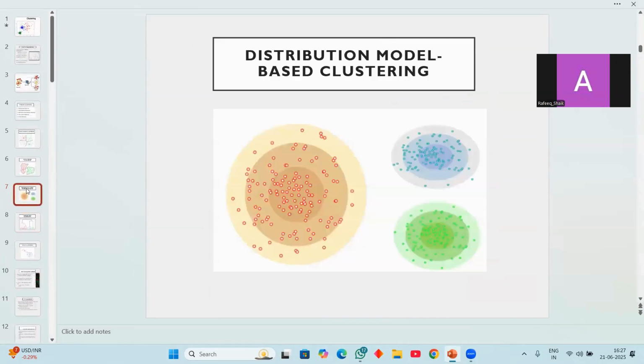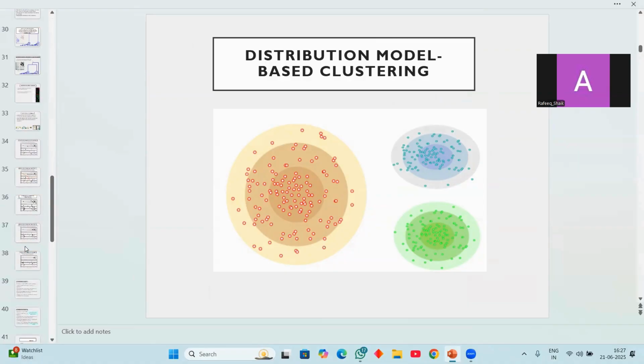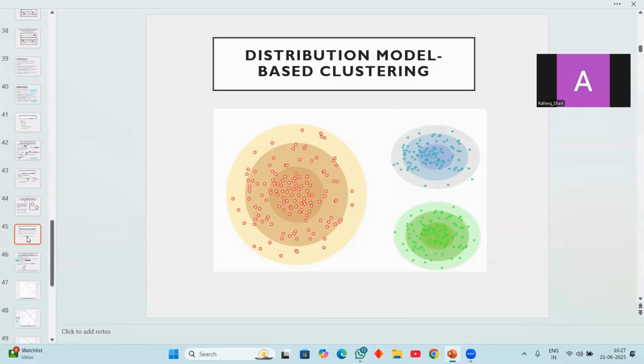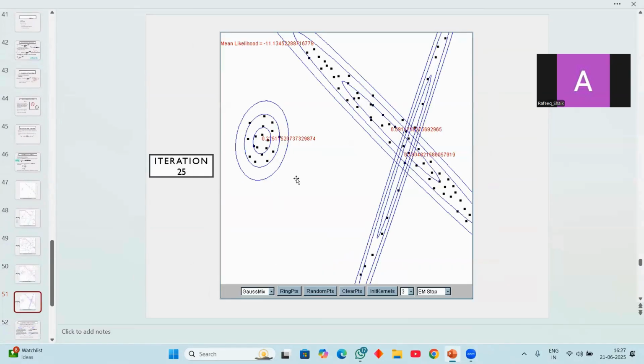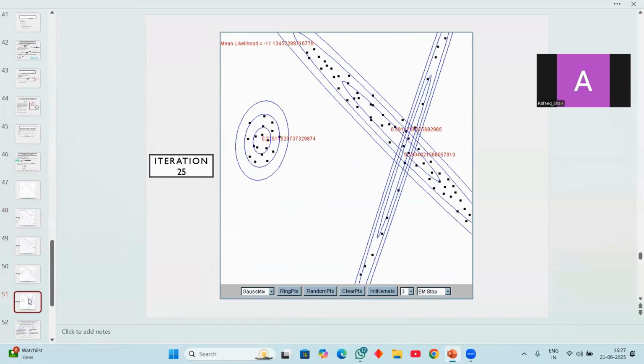Like this we can see in the distribution-model-based clustering how the data will be divided, drawing a boundary line around the data set like this. The method of the final iterations is also done like this. So here we can see how the outlier iteration starts and how it finishes in the proper way, with proper outliers.